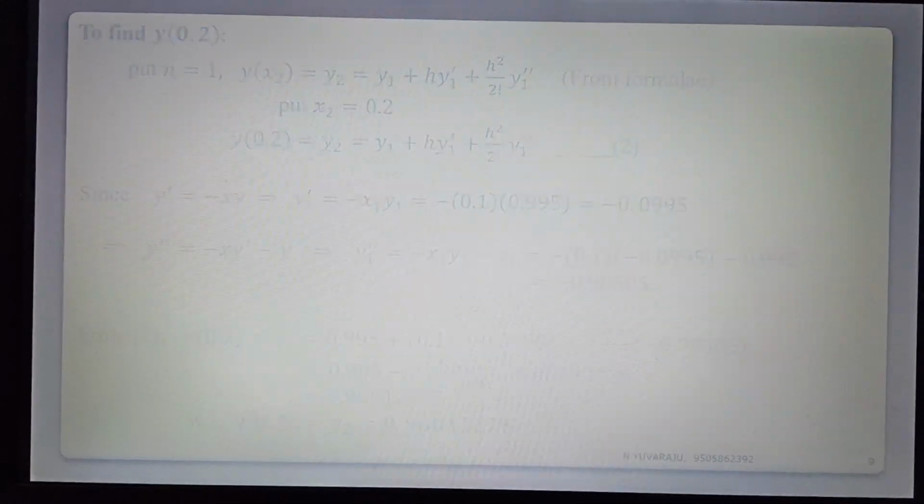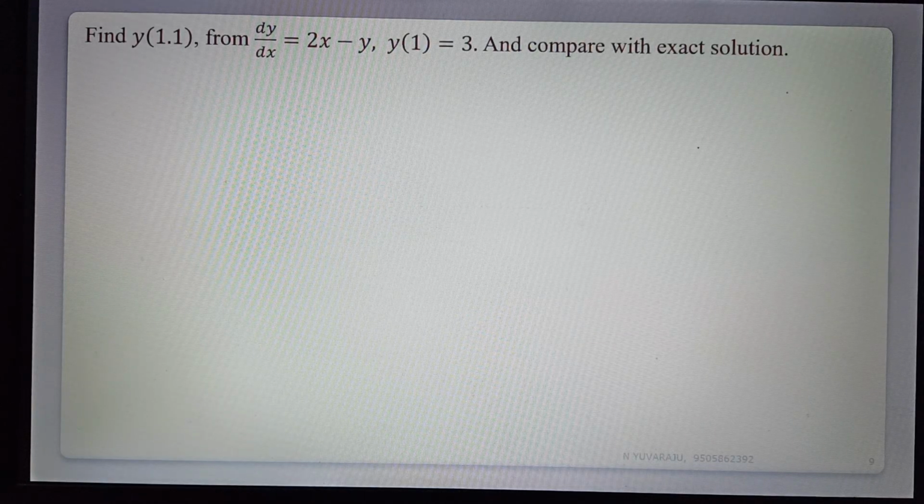So see the next example. Find y of 1.1 from dy by dx is equal to 2x minus y, y of 1 is equal to 3, and compare with the exact solution. First finding the numerical solution by using the Taylor series method. Next, exact solution finding, so we have to find it by the general method, the linear equation or exact, non-exact, or the variable separable method. Using that method we have to find the exact solution. Next, comparing both solutions. Okay? First finding the numerical solution.